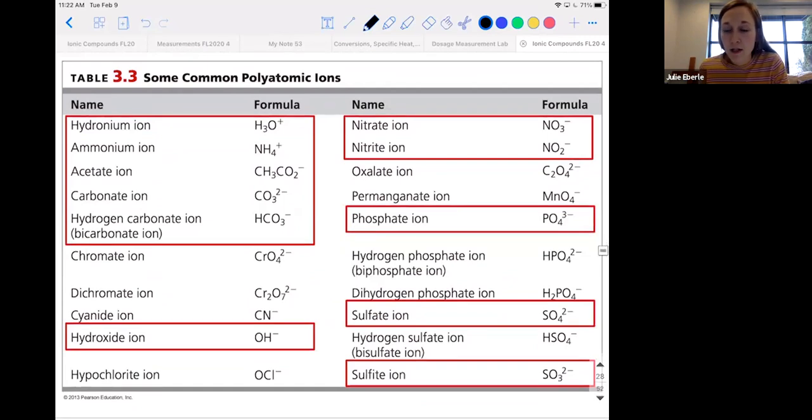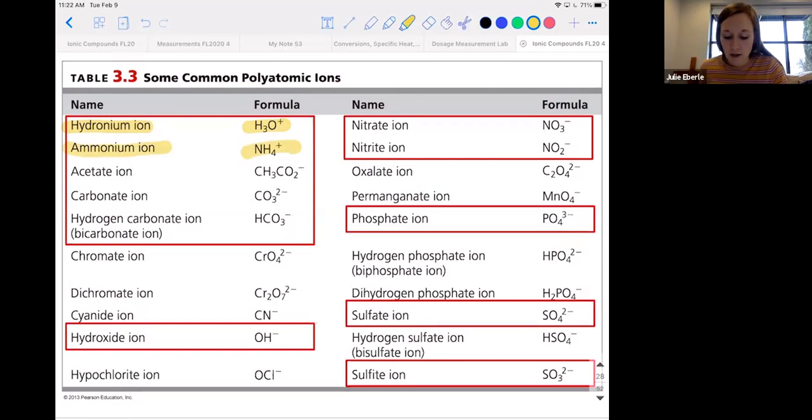Don't forget your polyatomic ions. There's 11. I reminded you of this day 1 of class, and I'm reminding you again now. The ones boxed in red you need to know. You need to know both the name, for example hydronium, and the formula. The formula includes the charge. Most of these are anions; there's only 2 that are cations, ammonium and hydronium. All the other ones are negatively charged.